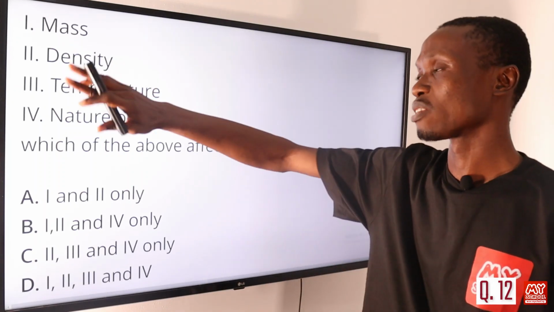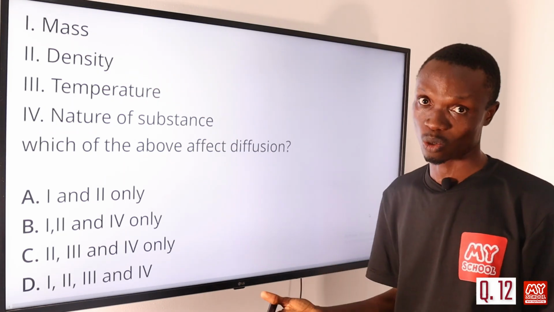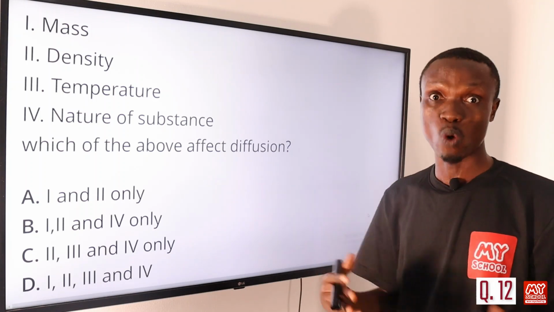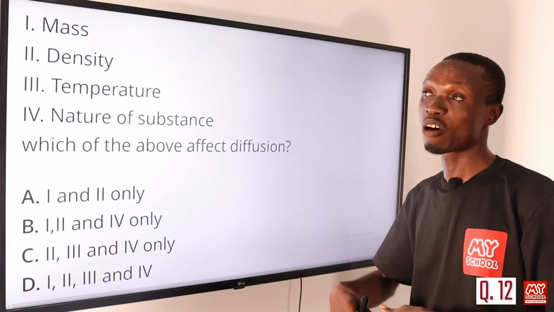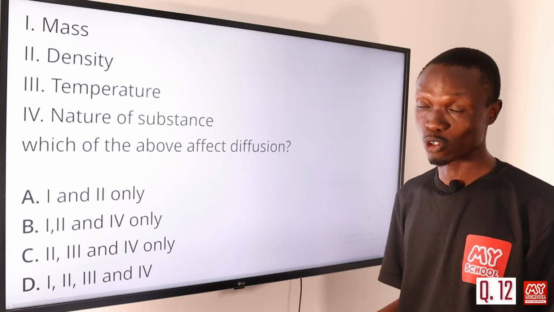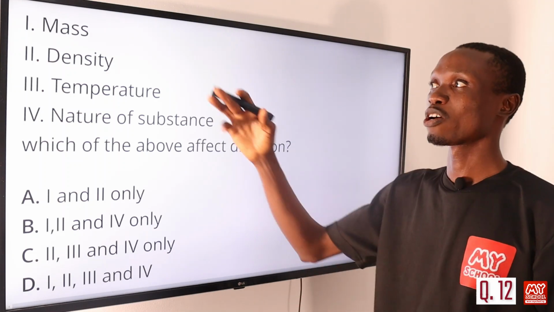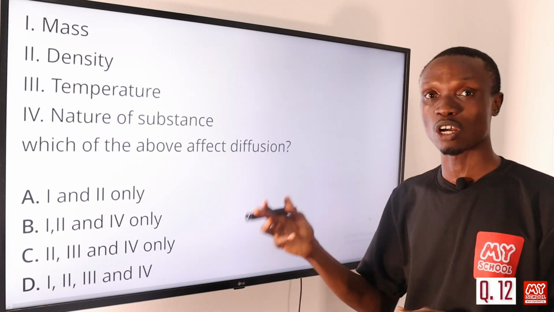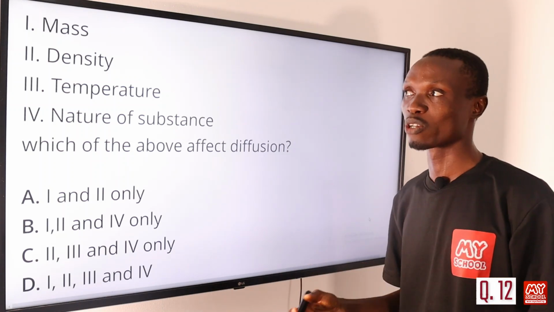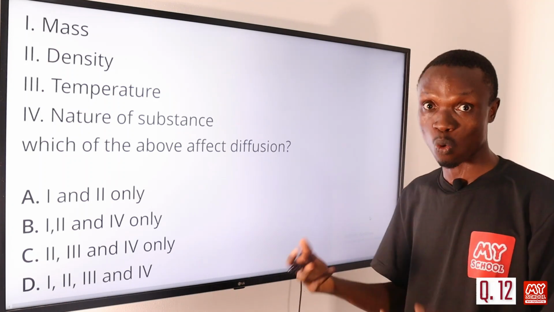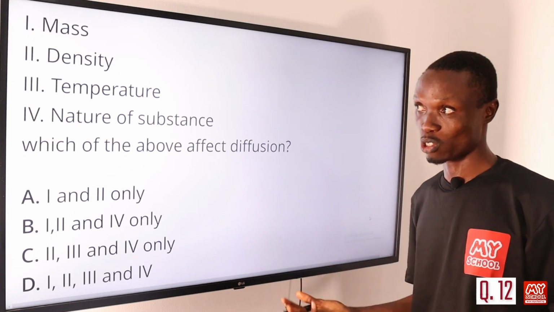Okay, so let's analyze it one after the other. For I, mass, remember that mass is related to weight. So the heavier the weight of a substance, the slower the rate of diffusion of that substance. Then let's also talk about density. The rate of diffusion is inversely proportional to the square root of density. That means the denser the substance, the slower the rate of diffusion of that substance.